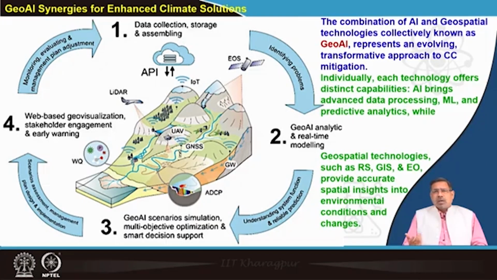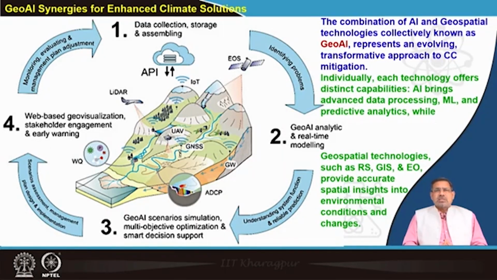So individually they do different functions. As we just discussed, AI brings advanced data processing in terms of machine learning and predictive analysis, whereas the geospatial technology, in terms of remote sensing, GIS and other tools, so GNSS and the IoT tools, it provides accurate spatial insights into the environmental conditions or the climate conditions and climate change. So in that sense, you can see here from the left hand side, the depiction is with respect to the data collection, storage and assemblage, the first component.